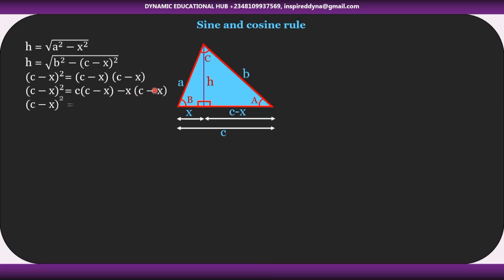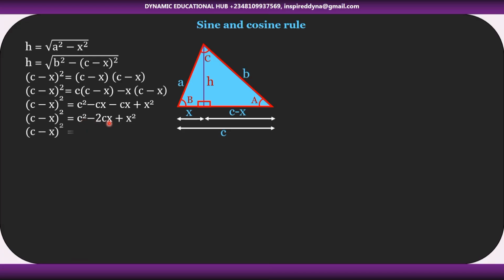So you are going to have c times c, c squared; c multiplied by minus x, you have minus cx; minus x multiplied by c, you have minus cx; then minus x multiplied by minus x, you have x squared. So minus cx minus cx, you have minus 2cx. So c minus x squared is equal to c squared minus 2cx plus x squared. So the whole of this has turned to this. So we can go ahead and substitute. Instead of having c minus x squared, you can have c squared minus 2cx plus x squared.